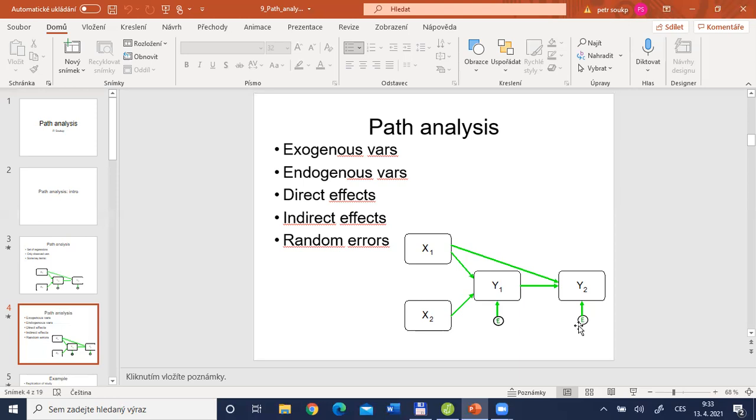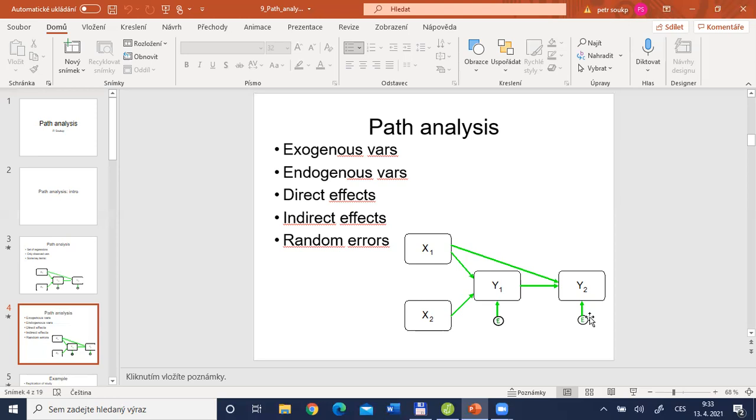I would say that quite nice information from JASP is that JASP will do it for us automatically. So we would need only to describe these equations, these regressions, and these random errors will be assigned automatically in JASP. But be careful, not all software packages do it this way. So sometimes it is also necessary to add these random errors by hand, by equations or by pictures.